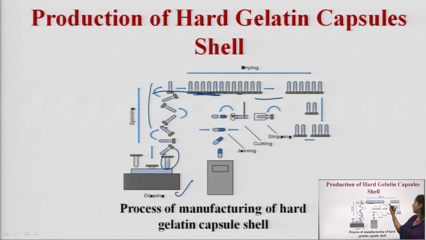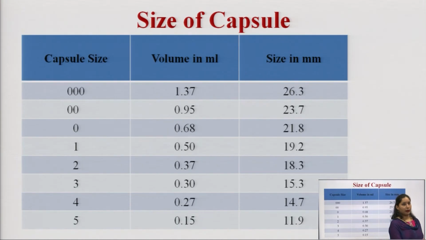Then after drying, we subject the molds to stripping, where we strip the cap and the body portion. Then trimming or cutting. Here we cut the cap and the body portion to the desired length, and then finally we join the cap and the body portion, and then we finally store it for further use. Then sizes of the capsule.